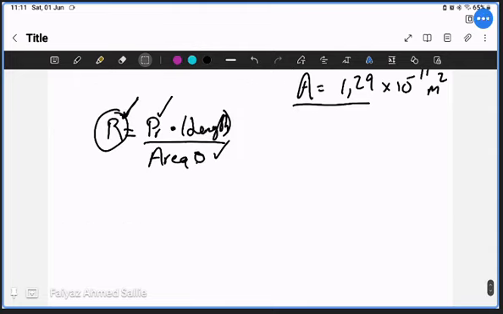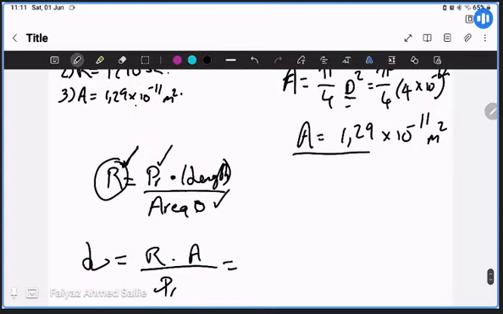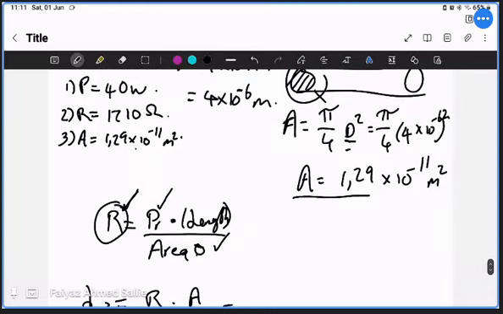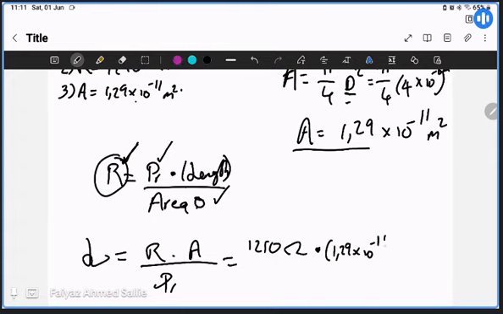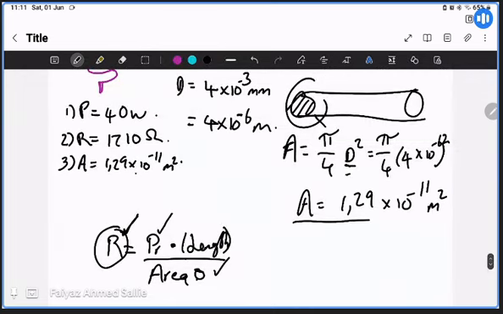So the length of the wire is going to be equal to the resistance multiplied by the area divided by the resistivity. So let's get all the values here. Our resistance of the wire is 1,10 ohms times the area of 1,29 times 10 to the minus 11, over our resistivity.